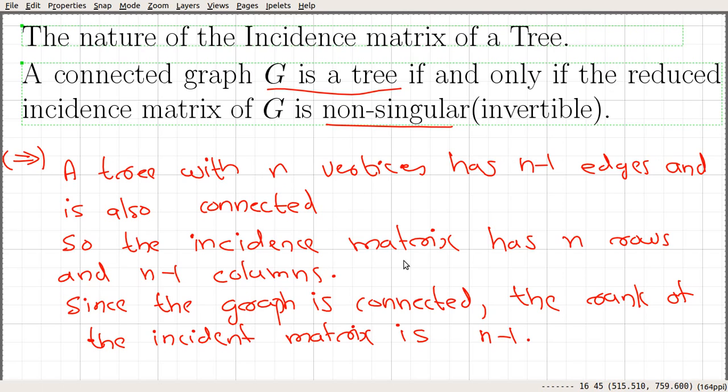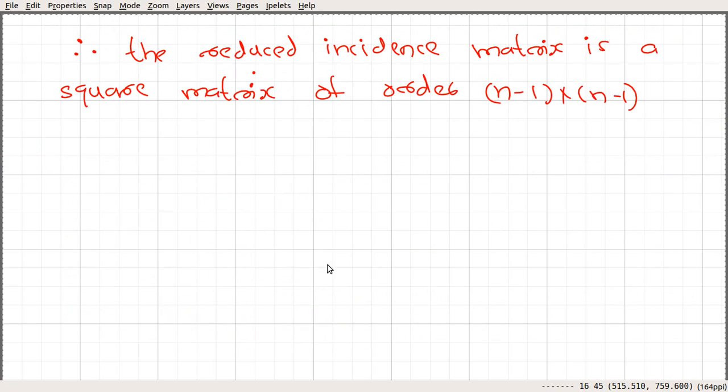Okay, so the incident matrix has n rows and n minus 1 columns, and the reduced incident matrix will have n minus 1 rows and n minus 1 columns. So the reduced incident matrix is obtained from the incident matrix by deleting one row, right? Therefore the reduced incident matrix is a square matrix of order n minus 1 by n minus 1, and this has rank n minus 1. So the reduced incident matrix is a square matrix with full rank.